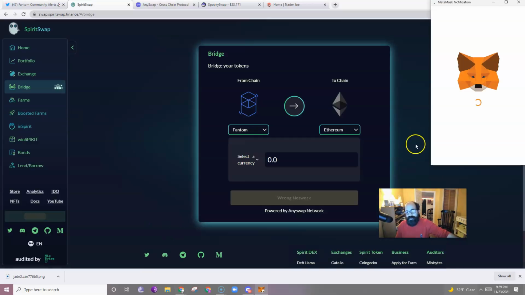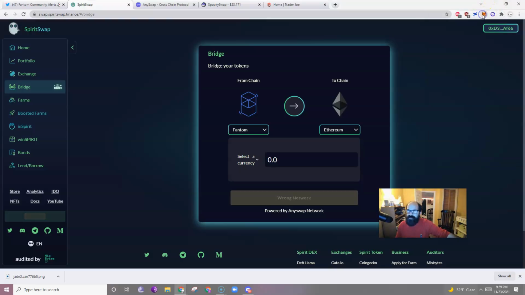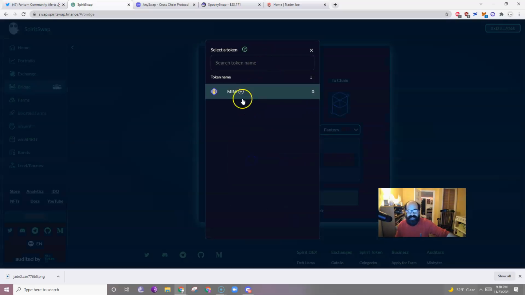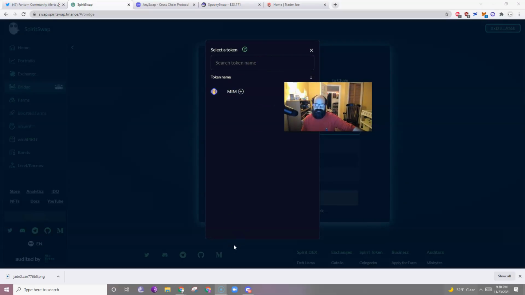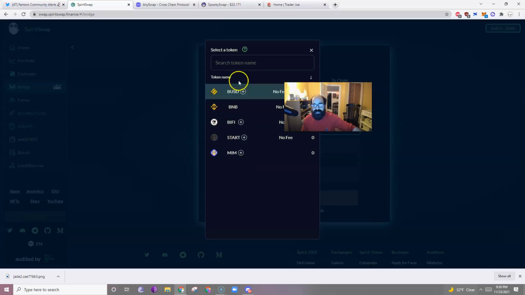they have, I think, what am I on, Binance right now? Yeah, Binance. Okay, so if you're going from Binance to Fantom, you can select Binance to Fantom. Yeah, there are a series of assets that you could bridge. I believe you'll probably have the best time with Meme, but I've also done well with BNB and BUSD. I've never tried Beefy or Star.